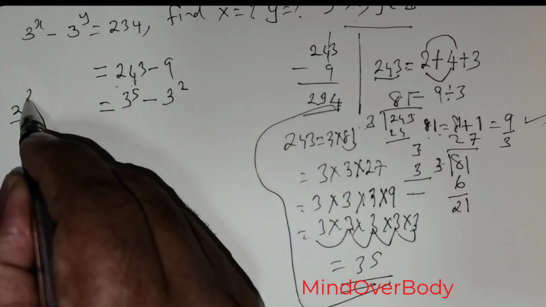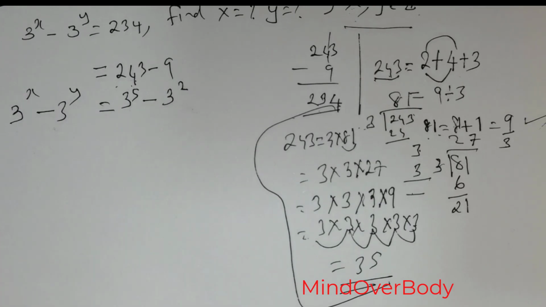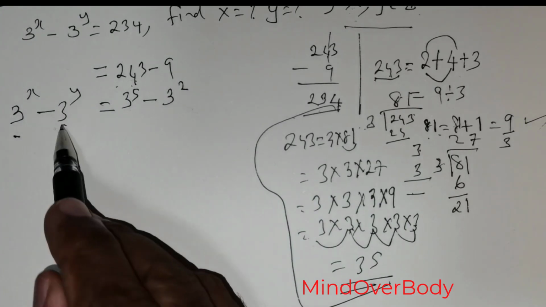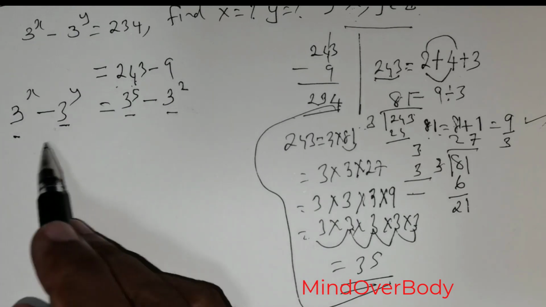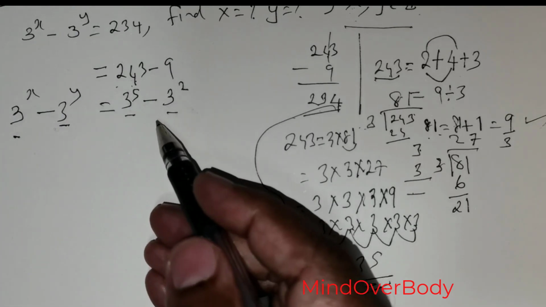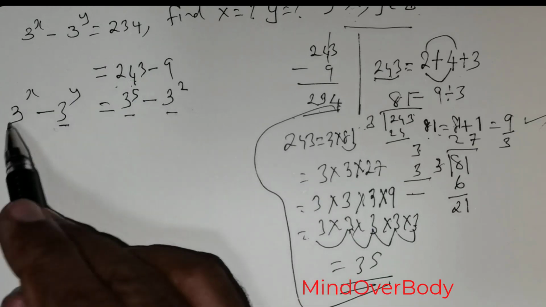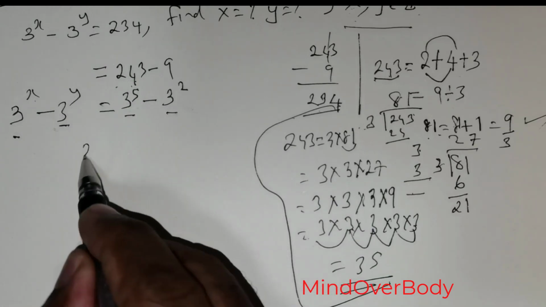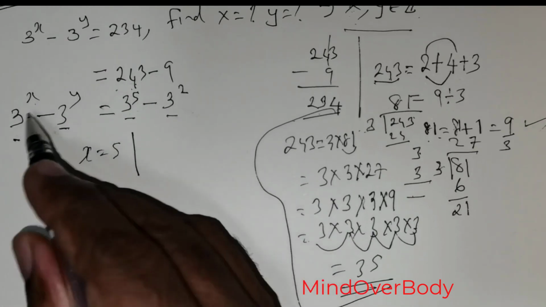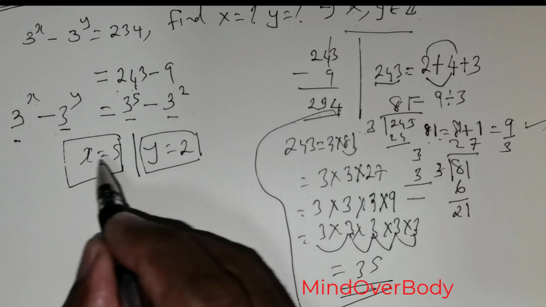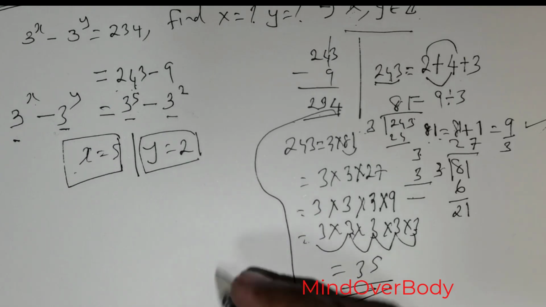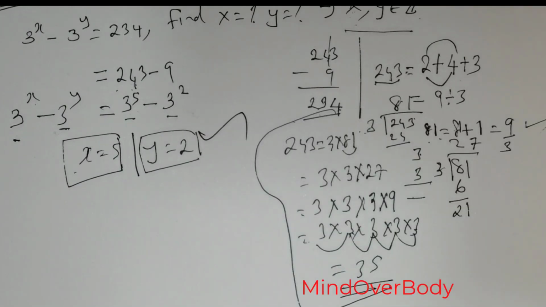So let's go to the left side. What is on the left side? 3 raised to the power of x minus 3 raised to the power of y. Now you see the base, the base, the base. The left hand side base is the same as the right hand side base. So equating, clearly you can see that x is equal to 5 and y is equal to 2. So this is the solution. x is equal to 5 and y is equal to 2 is the solution for this particular question.